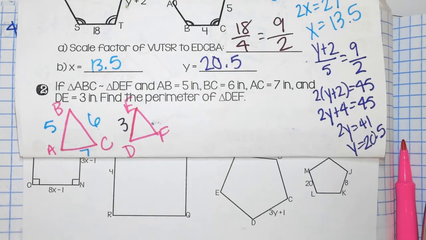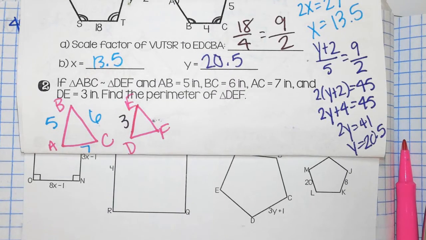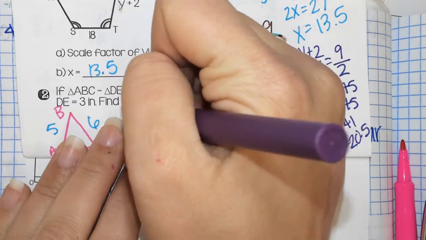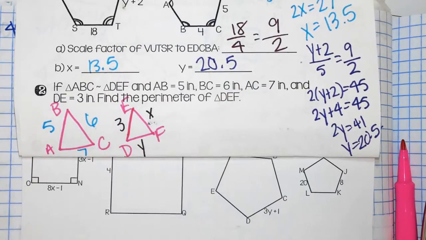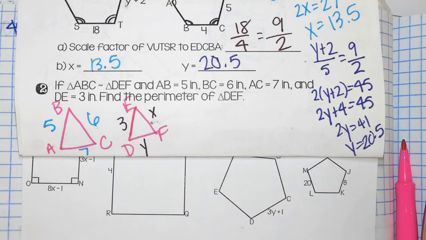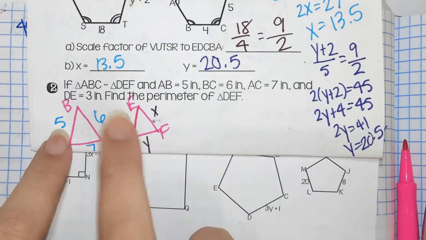Okay, now it says find the perimeter of DEF. But do we have all the sides of that? Do we know how to use proportions to find our sides? Okay, so let's call this X and let's call this Y because we don't know what they are. Now, what do we need to do first? We've got to write a proportion, find the equation, which means we have to find the what. What did we find first on number 1? The ratio, the scale factor. Good, take a point.